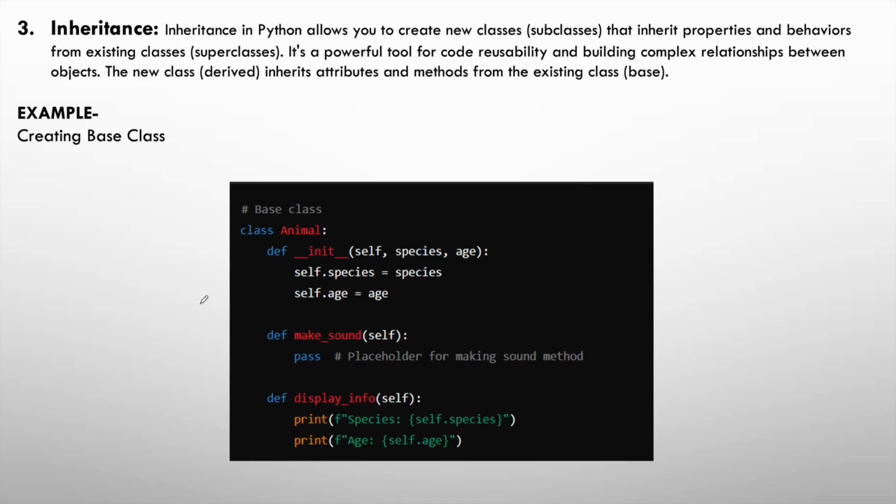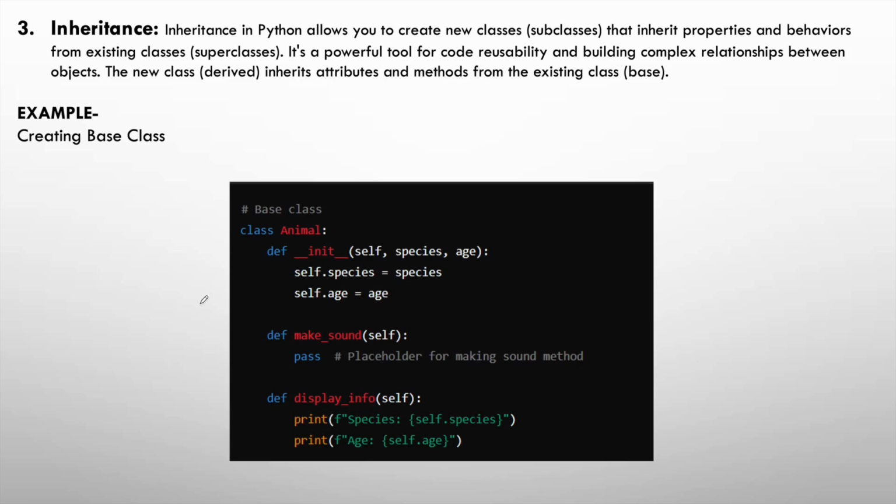Next, we look at inheritance. Inheritance in Python allows you to create new classes that inherit properties and behaviors from existing classes. It's a powerful tool for code reusability and for building complex relationships between the objects. The new class inherits attributes and methods from the existing class. Let's look at this example.